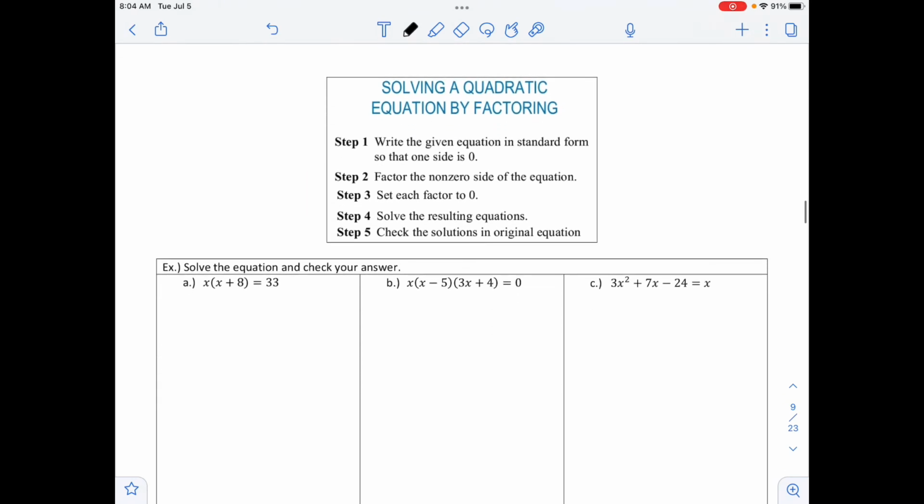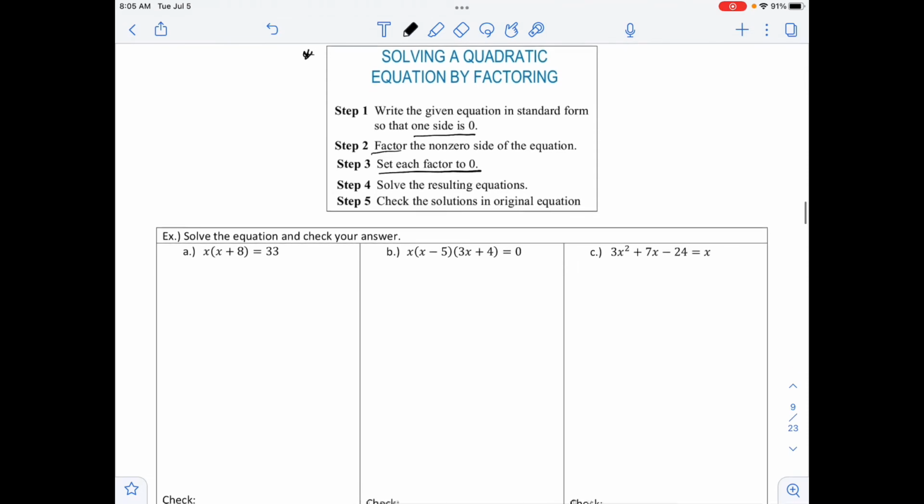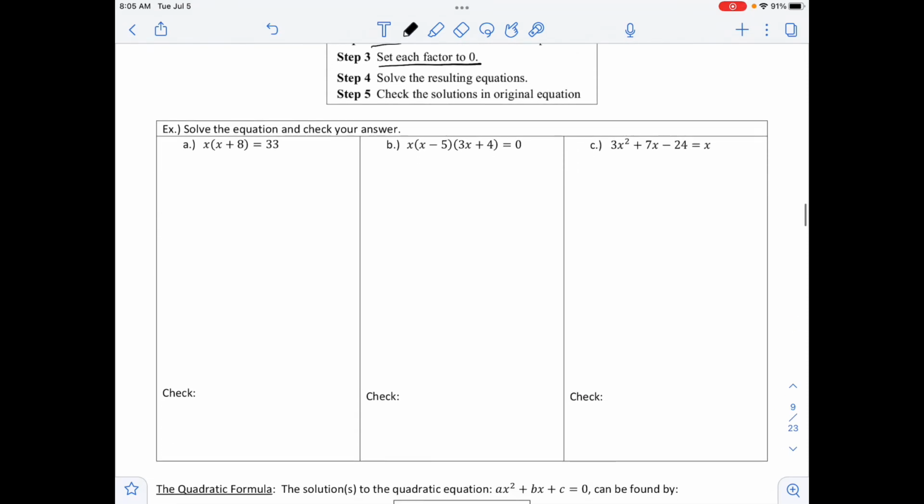Right below this we have solving quadratic equations by factoring. And there are other methods too to solve quadratic equations, but this is the first one that we're going to look at. So the first thing you need to do is you need to write the equation in standard form, and one side needs to be 0. Second thing is to factor the non-zero side of the equation. You're going to set each factor to 0 and then solve the resulting equations. And the big thing here is to check.